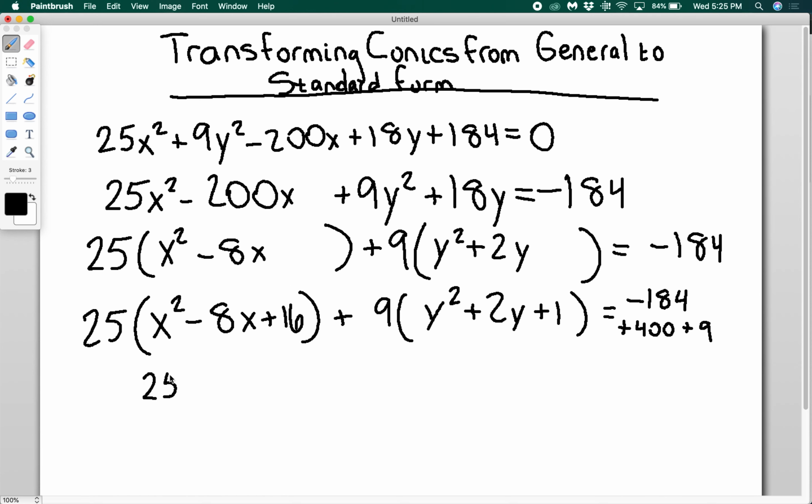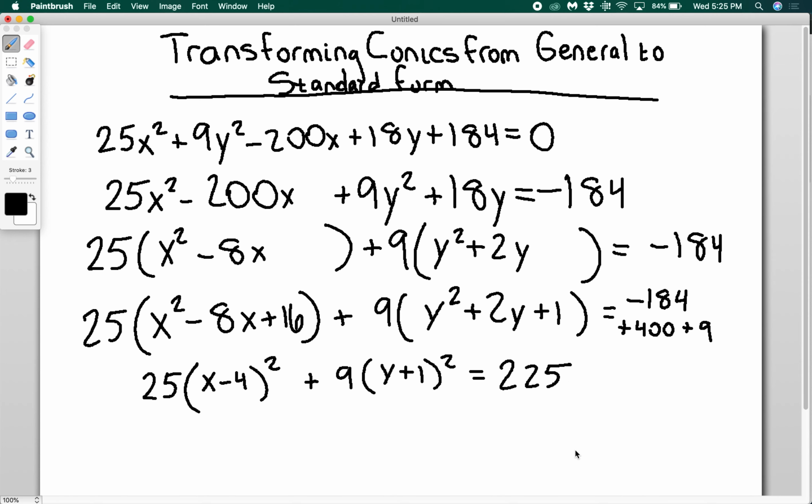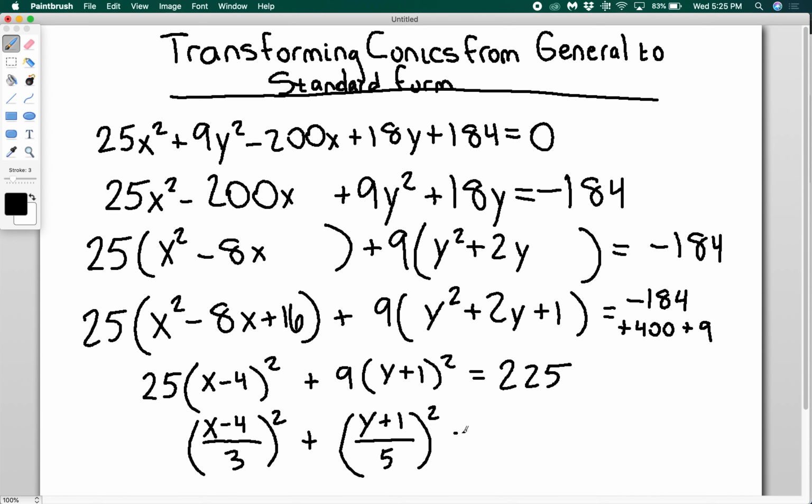So I have 25 times, this is just going to be nice and simplified to x minus 4 squared, plus 9 times, this side is going to be y plus 1 squared. And I'm going to have that equal to 225. And now I'm going to divide everything by 225 so that I get x minus 4 divided by 3 squared. Right? So what I'm doing is I divided by 225. 25 over 225 is equal to 1/9. So I had x minus 4 squared over 9, and 9 is just 3 squared. So I have x minus 4 over 3 squared plus y plus 1 over 5 squared. And that's all going to be equal to 1.